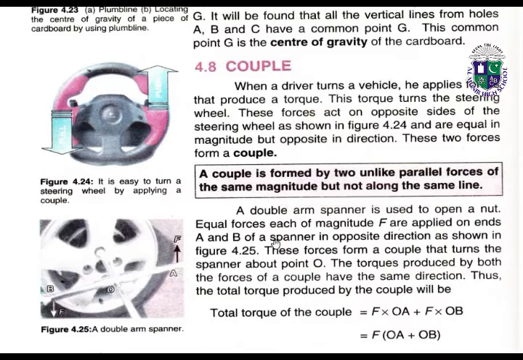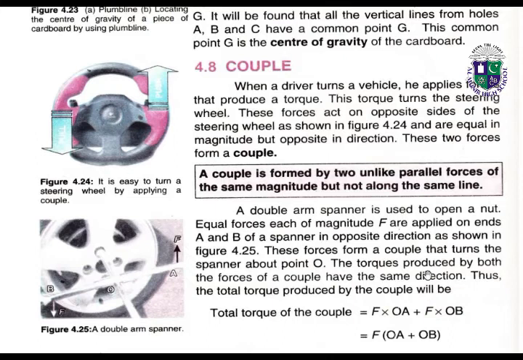Here we have the definition. A double arm spanner is used to open a nut. Equal forces, each of magnitude F, are applied on ends A and B of a spanner in opposite directions as shown in the figure. So here we have a spanner which has two arms. Because of two arms, this is called a double arm spanner and is used to open a nut. We apply equal forces of the same magnitude but in opposite directions. A is in the upward direction, B is in the downward direction. These forces form a couple that turns the spanner about point O.